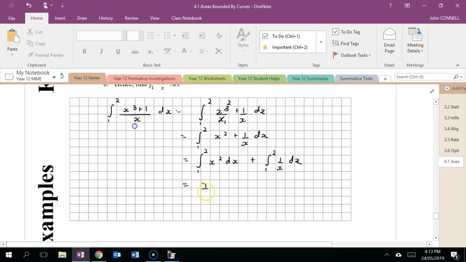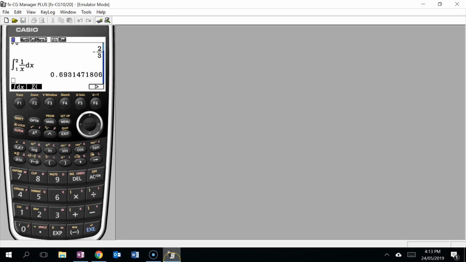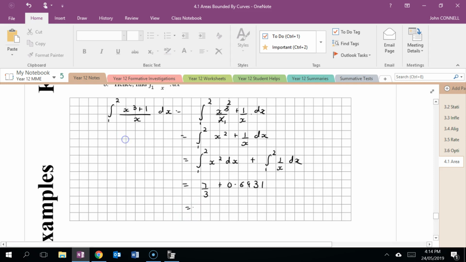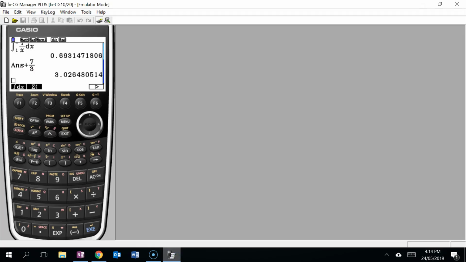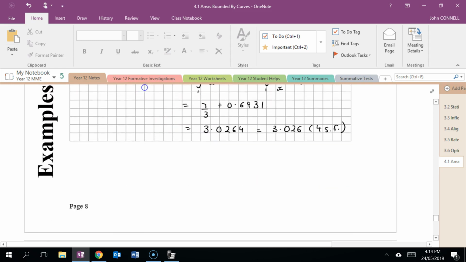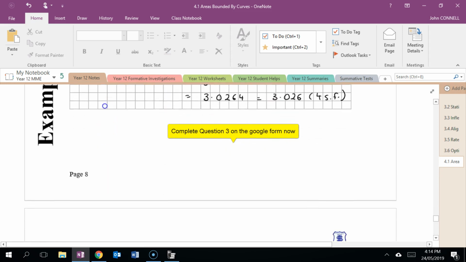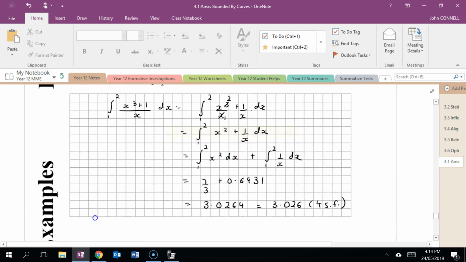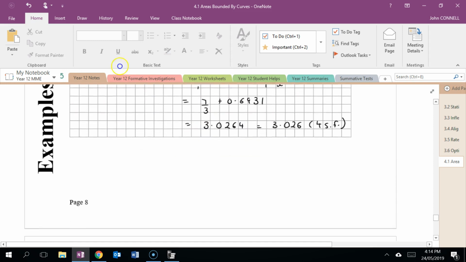And so then it's 7 on 3 plus 0.6931, and then pausing it to find the value, we find that it gives us 3.0264, which equals 3.026. That's the 4 significant figures, just because sometimes in these questions they ask for more than just a basic 3 significant figures. So because that's an integral, there's no need for units.